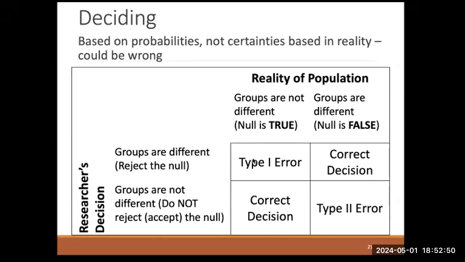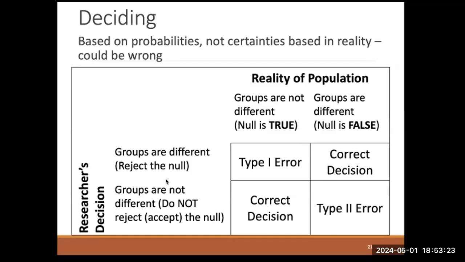So a type 1 error would be if the researcher decided that the groups were different and rejected the null, but in reality, the groups were not different, that it was actually by chance. We call that a type 1 error. If the researcher said, nope, the groups are not different, we're going to accept the null hypothesis, but in the population, there really is an effect, so that could be just a result of too small a sample, we call that a type 2 error.